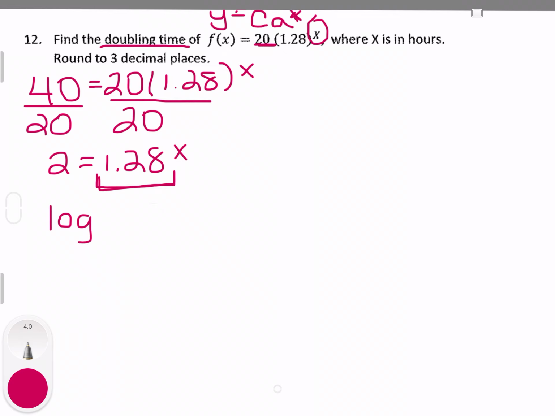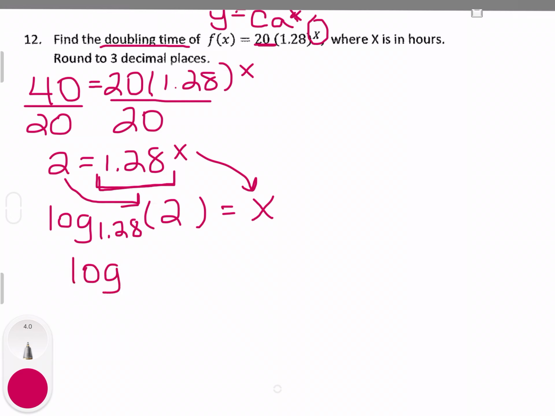And then because we're looking for x and it's in the exponent, we have to do the opposite and turn it into a log. So remember, the base of your exponent becomes the base of your log. So it's going to be log base 1.28. And then what goes inside of our log is what our previous equation is equal to. So that's this 2 right here. And it's always going to equal our exponent because that is what we are ultimately looking for.